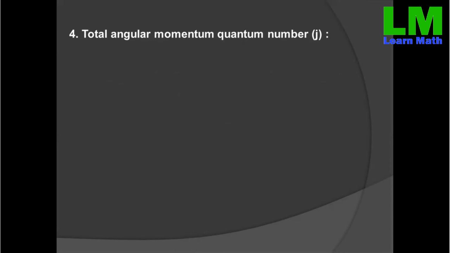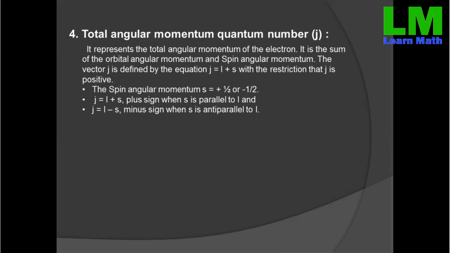The fourth is the total angular momentum quantum number, denoted by J. It represents the total angular momentum of the electron. It is the sum of the orbital angular momentum and spin angular momentum. The vector J is given by the equation J is equal to L plus S, with the restriction that J is positive. The spin S is positive or negative, and J is equal to L plus S with the plus sign where S is parallel to L, and the negative sign where S is anti-parallel to L.